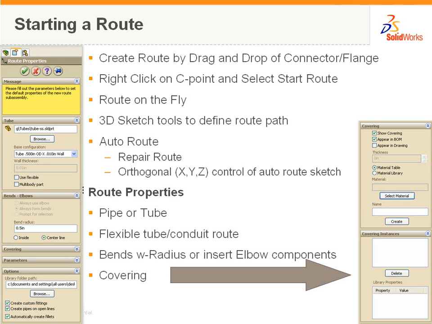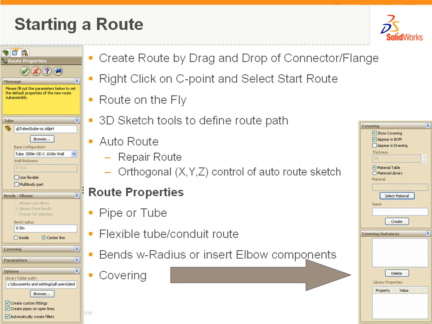When doing this, sometimes SOLIDWORKS will determine a route that violates our minimum bend ratings. Therefore, we have a repair route tool along with this auto route. Additionally, we can ask SOLIDWORKS to stay along the XYZ axes by checking or unchecking the orthogonal option. With it unchecked, SOLIDWORKS will generate a spline, the shortest distance between the two points.